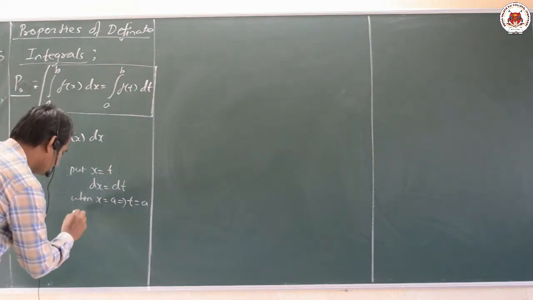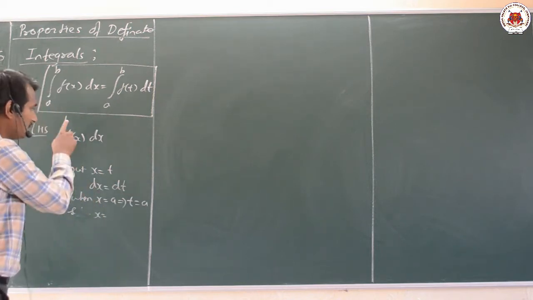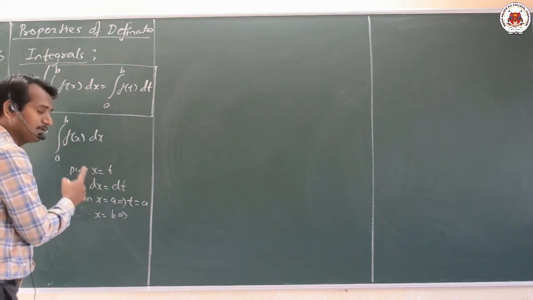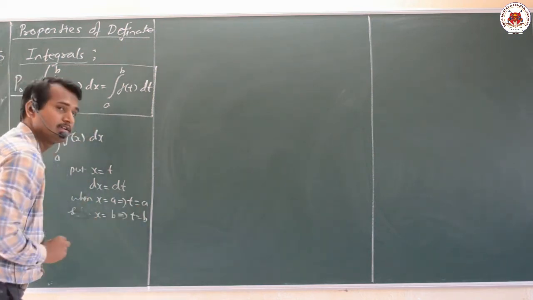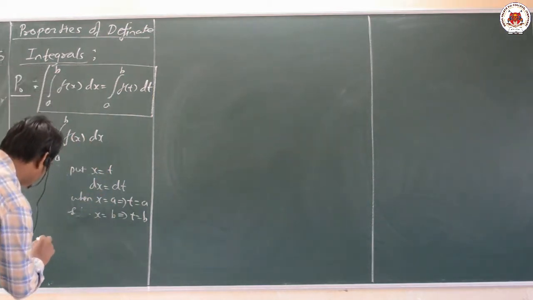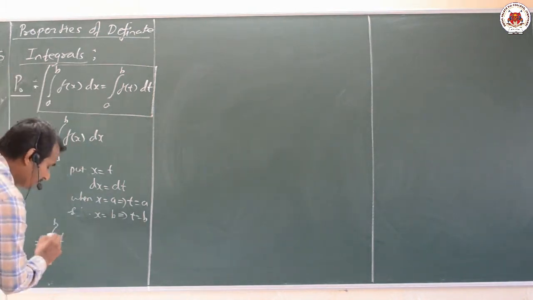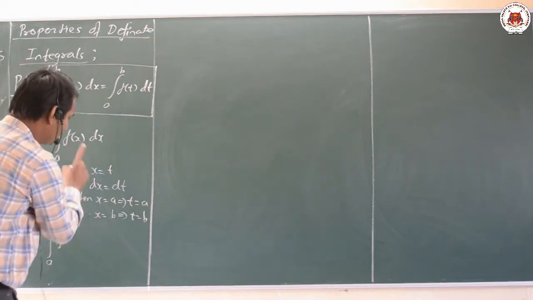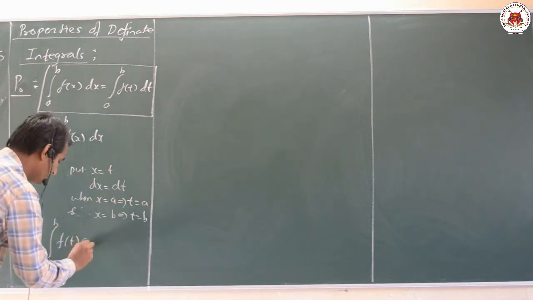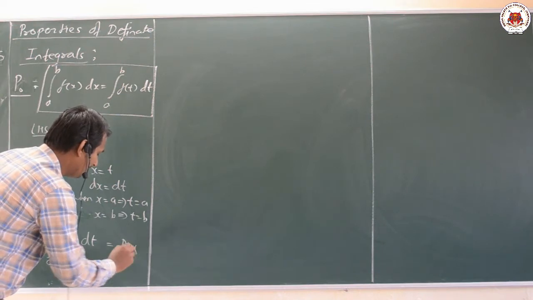One thing more: when x is equal to the upper limit, that is b, if I substitute x equal to b here, the value of t also becomes b only. Now I will substitute all these values above. So what we get here is integral from a to b of f of x, the function f of x becomes f of t, and dx becomes dt. That is nothing but the required proof, that is our RHS.